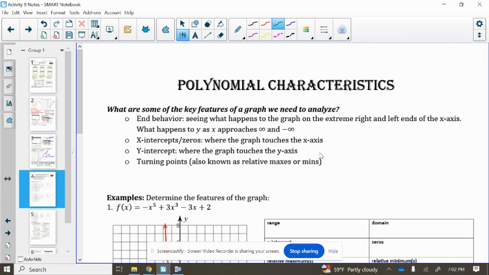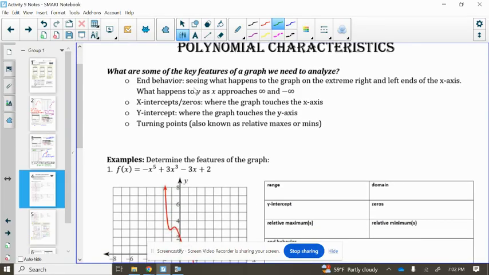We're going to talk about polynomial characteristics in our graphs. So what are some key things that we are looking for each time when we are looking at our graphs? Well, we want to look at things such as domain, range, and behavior. So what's going on with our graph is it's going to the extreme right and extreme left of the x-axis, aka what's going on with those y values. Are they going to infinity or negative infinity?